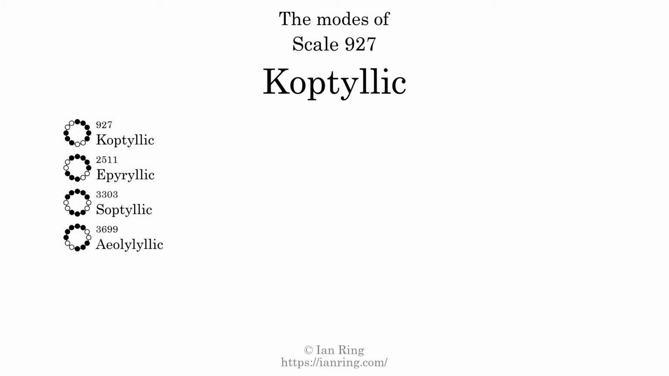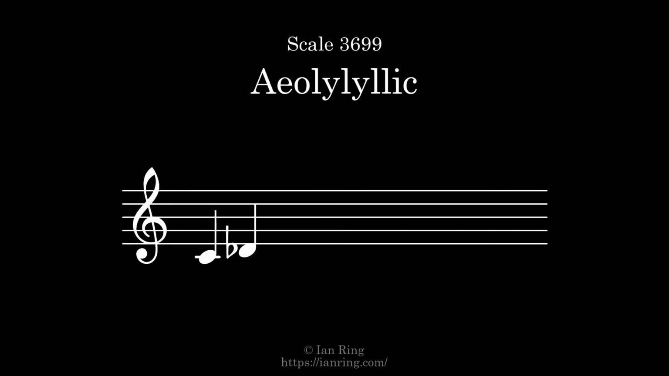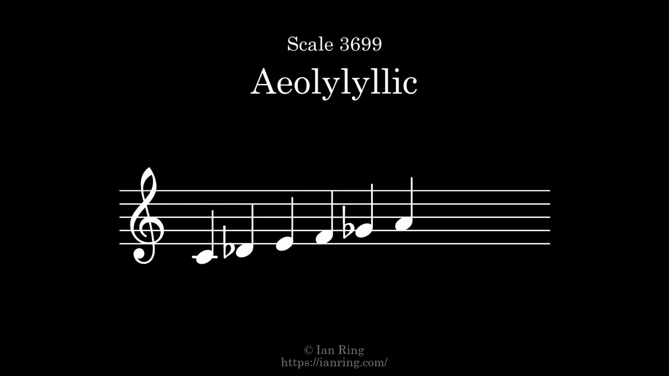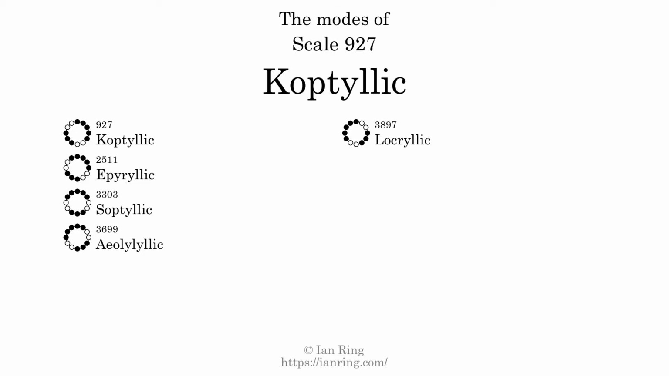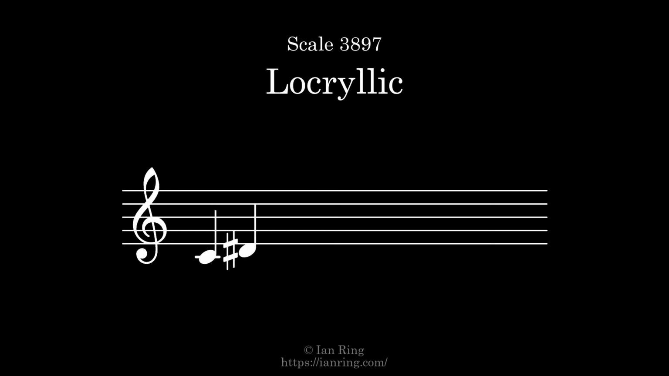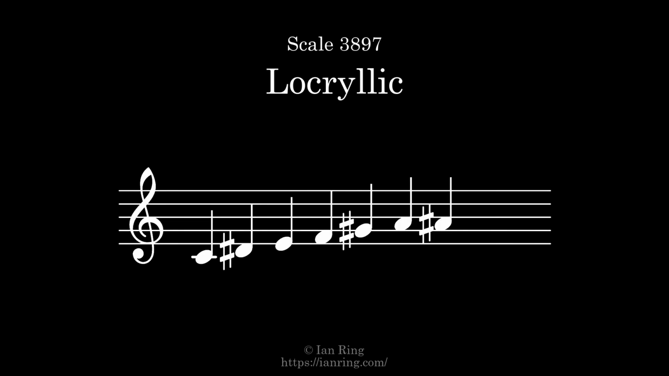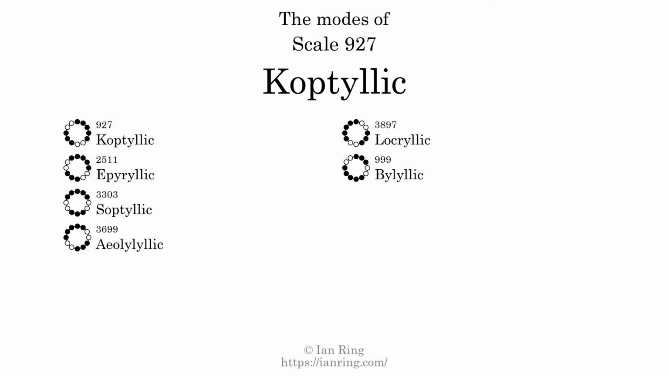The fourth mode is scale 3699, also known as Koptyllic. It sounds like this. The fifth mode is scale 3897, also known as Koptyllic. It sounds like this. The sixth mode is scale 999, also known as Koptyllic. It sounds like this.